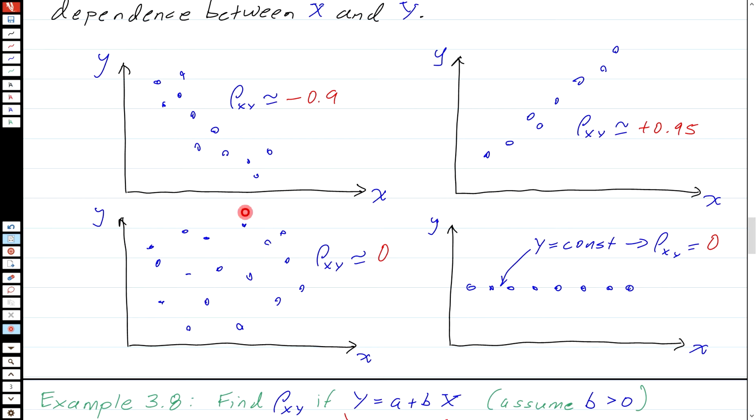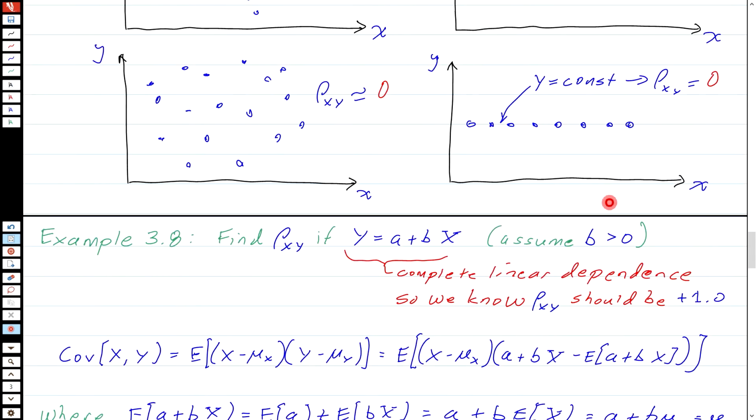If I saw something like this, there seems to be very little relationship between x and y, so I would suggest the correlation coefficient is close to 0. And in fact, we saw this earlier, if we saw something like this, it means y is basically non-random, and it's equal to a constant, so independent of x. So the correlation coefficient here is 0, even though this is close to a straight line. But in this case, the straight line is not dependent on x, so rho of x is equal to 0.